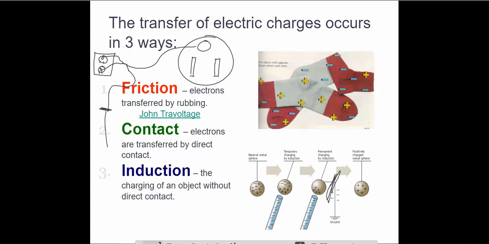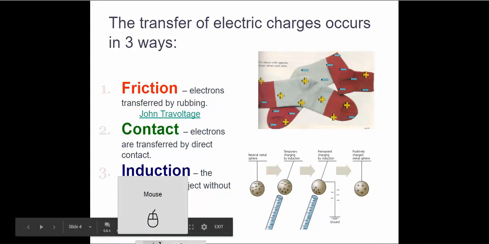What's really nice about charging by induction is that I don't use the charge that's in the rod. If I touch it by contact, I have to use some of that charge. It physically goes from point A to point B. But if I charge by induction, I don't use this charge. And so the great thing is I can do this over and over and over again, and I won't consume my original charge. Okay. Do y'all have any questions about that?